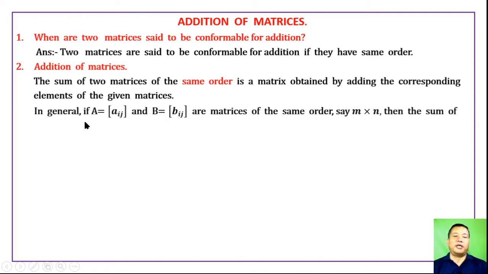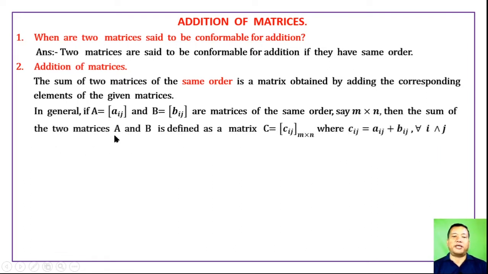In general, if A equal to Aij and B equal to Bij are matrices of the same order, say M by N, then the sum of the two matrices A and B is defined as a matrix C whose elements are Cij. Order is also M by N, where Cij is given by Aij plus Bij for all i and j.